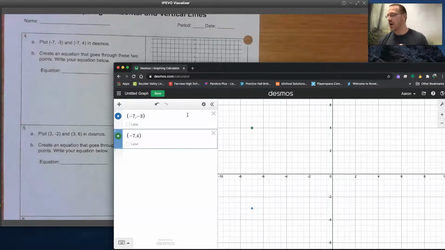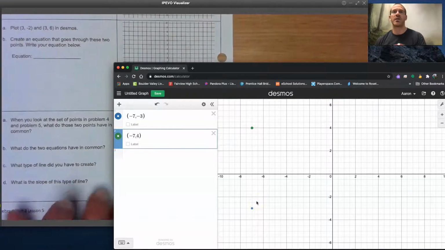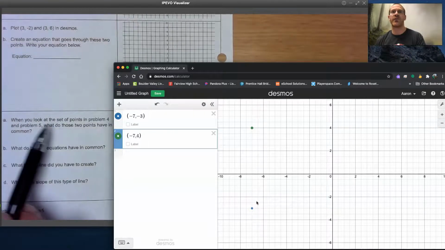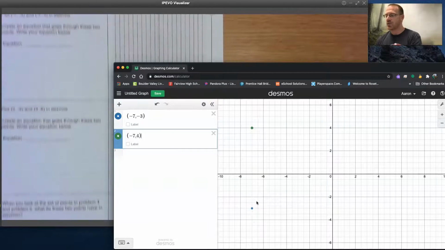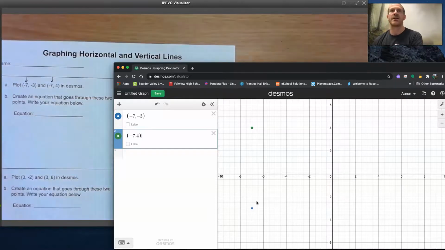Now look at those points. Instead of being horizontal, they are vertical, right? Now I'm going to come down and look at question 6 here. When we look at the set of points in problem 4 and problem 5, what do they have in common? If I come back up here, they have this in common.